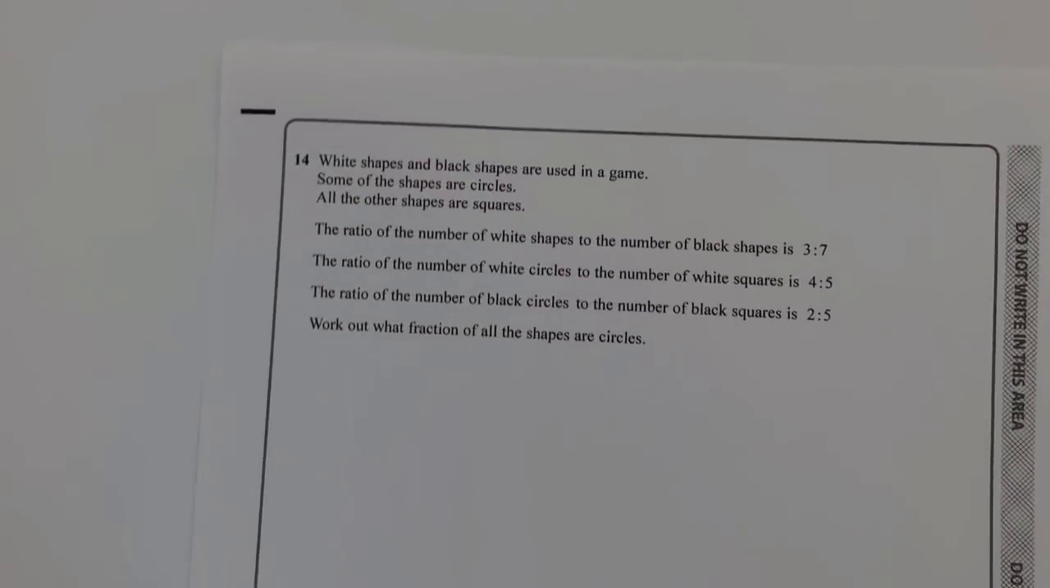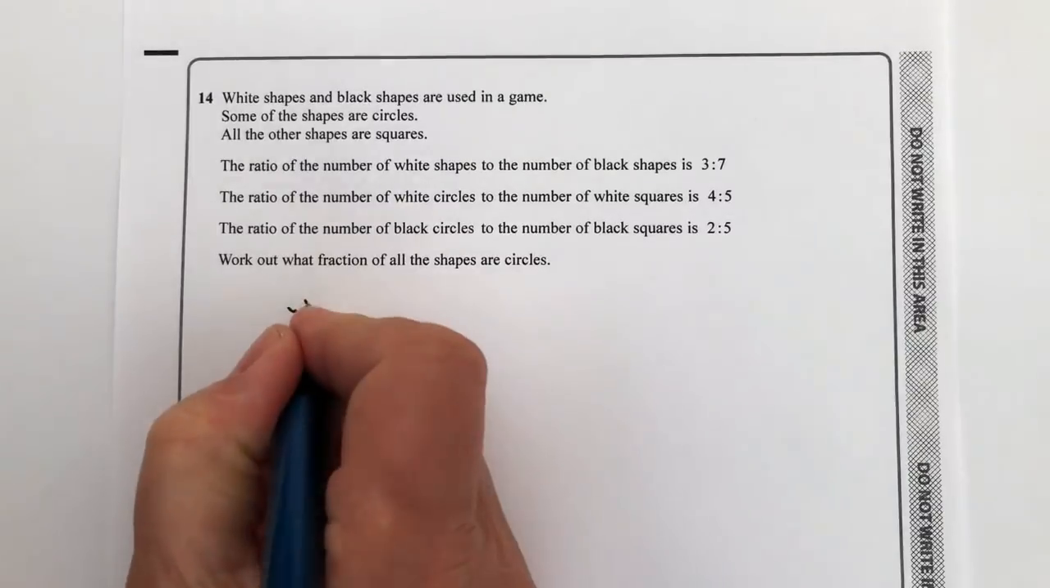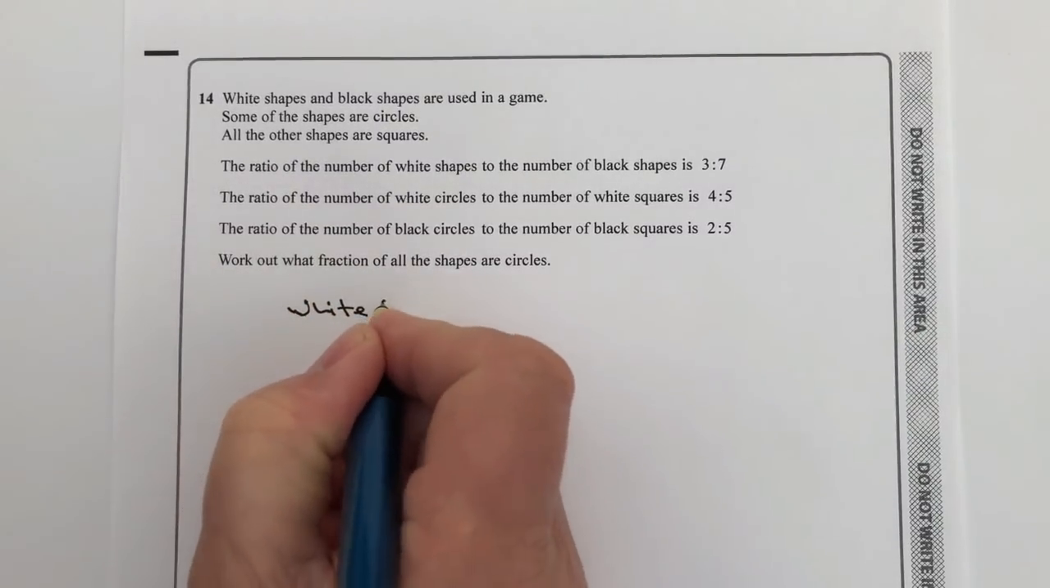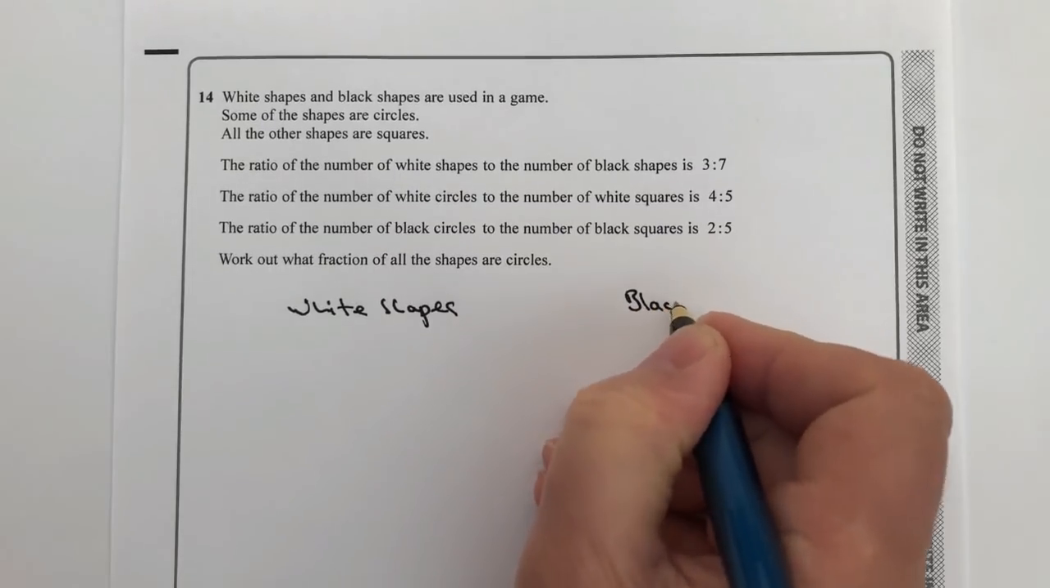Now, question number 14 is a little bit tricky to get a grip on what it is they're actually saying to you. It says white shapes and black shapes are used in a game. Some of the shapes are circles, some of the shapes are squares. But let's just look at that for a moment. What they're saying is we've got white shapes and we've also got black shapes.